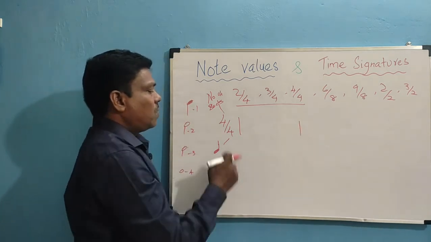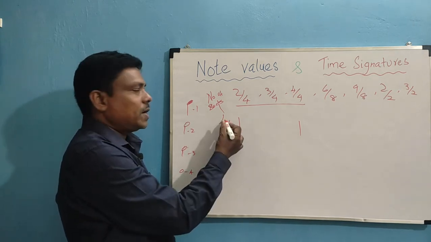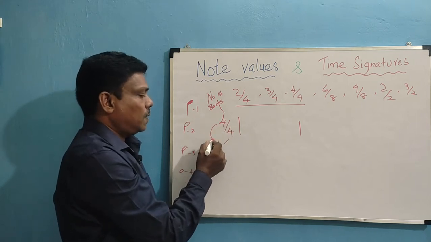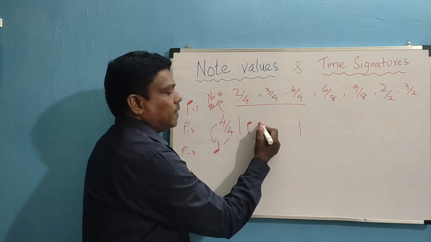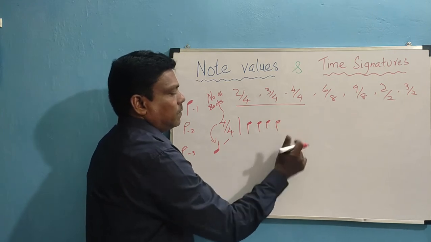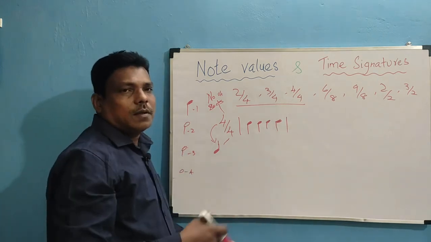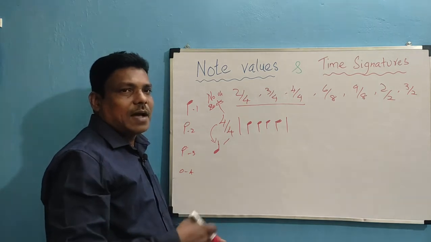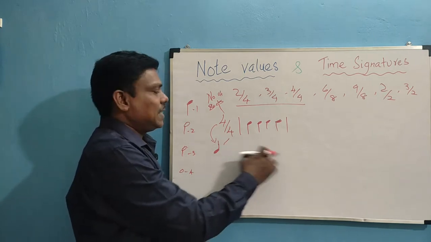So 4/4 means, what is the type of beat? Crotchet. The first one is the number of beats. 4/4 means 4 crotchet beats in a bar. So if you see a 4/4 time signature in any musical piece or book, you can take it out and have a look at it. You can see this and understand it clearly.